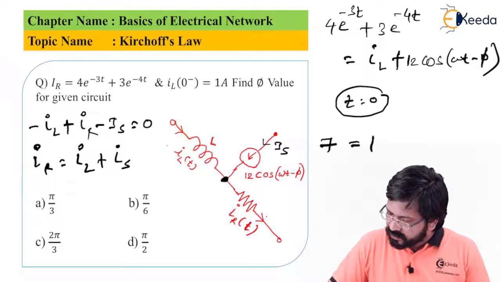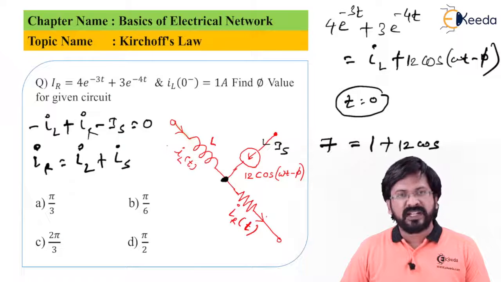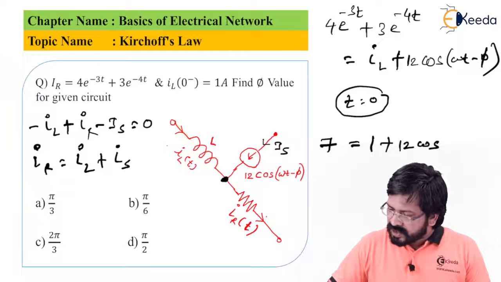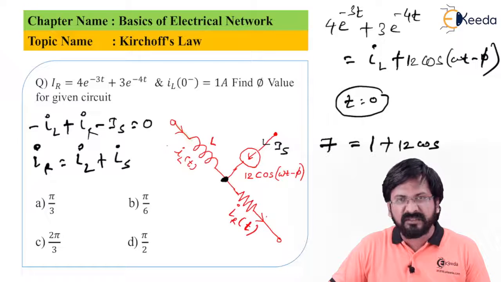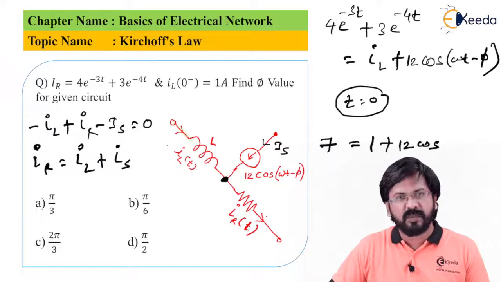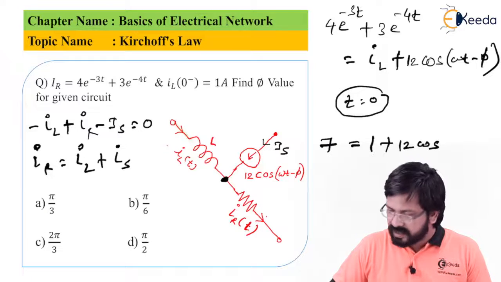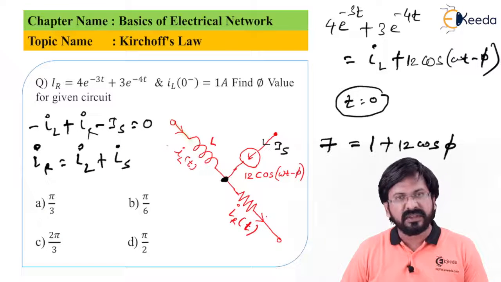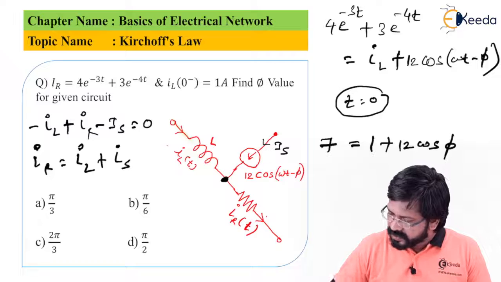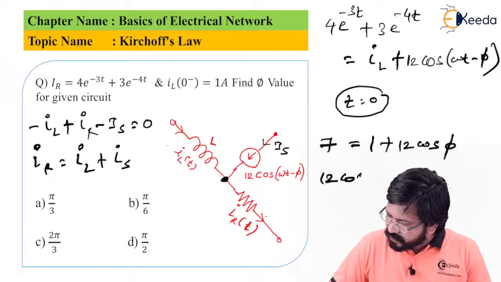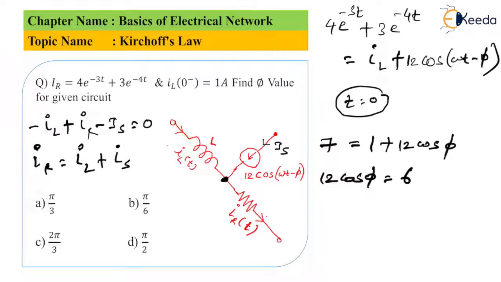So I will replace IL with 1 plus 12 cos of, wherever there is t you have to replace it with 0. So now omega t becomes 0 and it becomes cos of minus phi. We know that cos of minus theta is the same as cos theta. So this is cos phi. After solving this, what you get is 12 cos phi equal to 6. So cos phi equal to 0.5, and if you take cos inverse you should get 60 degrees.